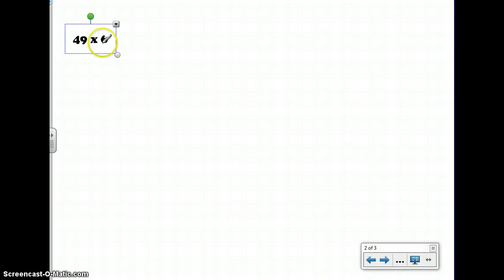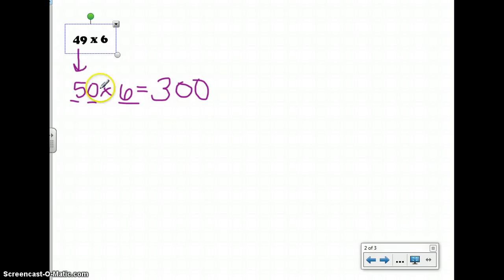Let's say I have 49 times 6. Well, that could mean that I have 49 groups of 6. 49 isn't really a friendly number, so I'm going to round 49 up to 50, and now I'm going to solve 50 times 6. Well, 50 times 6 is a mental math problem because it's a multiple of 10 with a basic fact. So I know that all multiples of 10 end in 0. And how many tens do I have? I have 6 times 5 tens, which would be 30 tens, or 3 hundreds.